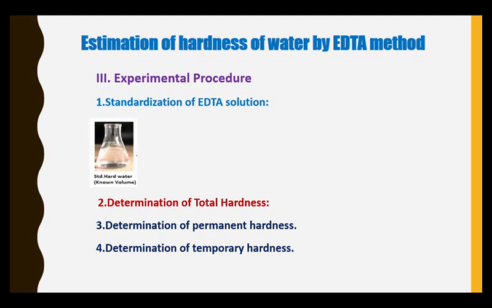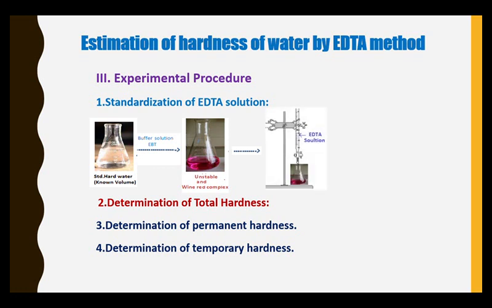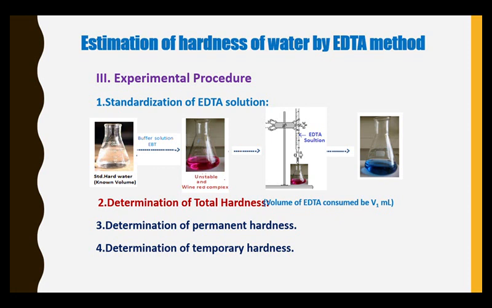Let us discuss the first one, standardization of EDTA solution. In order to standardize EDTA solution, first of all we have to take a standard hard water sample with a known value. To that, a buffer solution whose pH is 10 is added, followed by 1 or 2 drops of EBT indicator. Then the solution turns to wine red colored complex, which is unstable in nature, which is titrated against EDTA solution taken in the burette till the color changes to blue, which is due to the displacement of EBT at the end. Now the volume of EDTA consumed be V1 ml.